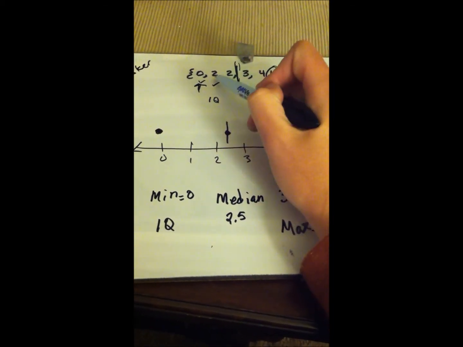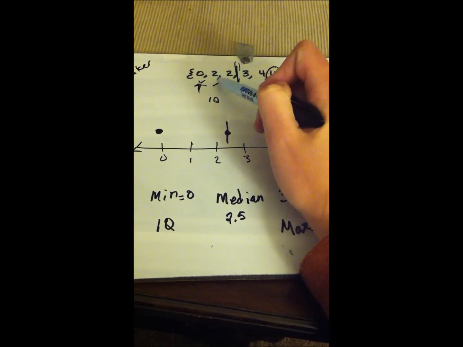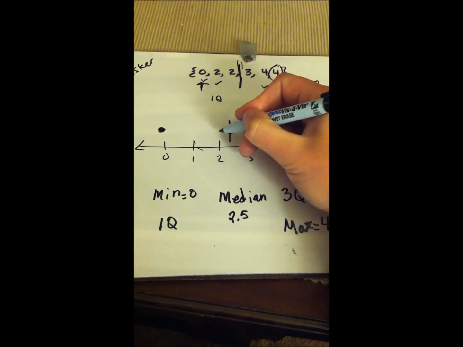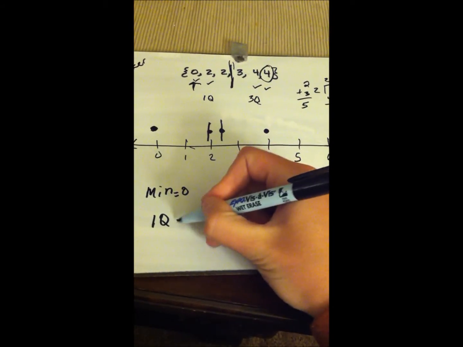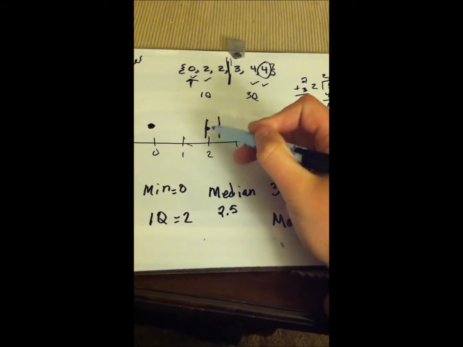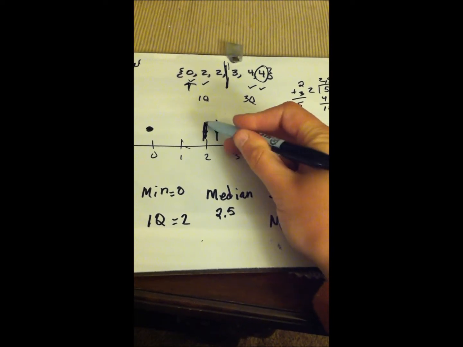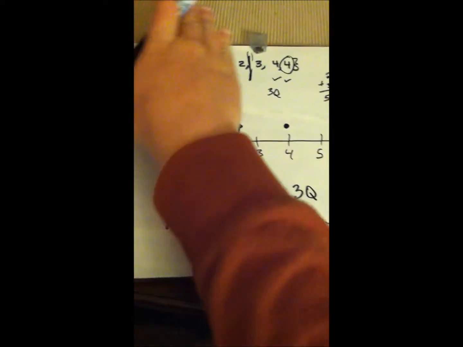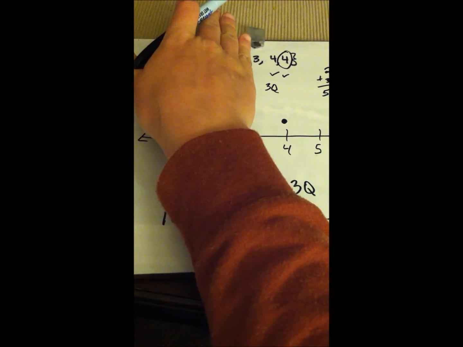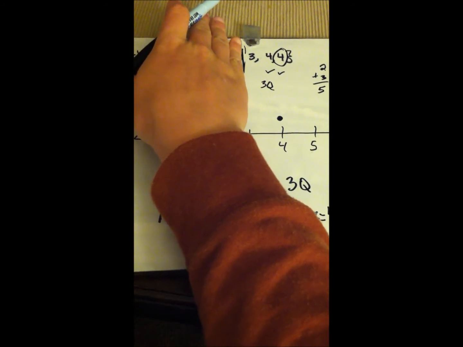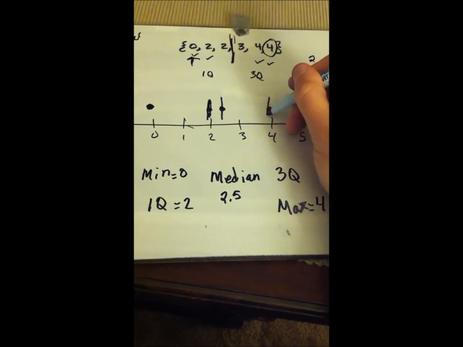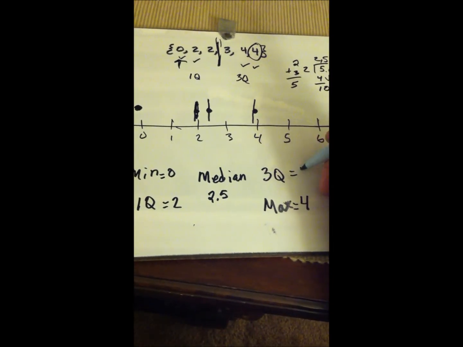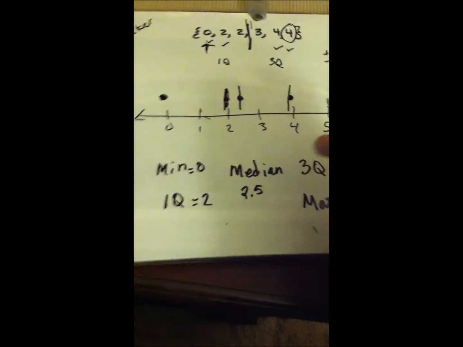In other words, which number is in the middle? The 2. That first 2 is in the middle of the 0 and the 2. So my first quartile number is a 2. First quartile equals 2. I plotted it on my number line chart. Same thing now, but only the other side. 3, 4, and 4. What's my new middle number? 4. So I come over here. Oh, I already have a dot there. That's okay. Third quartile and max are the same.